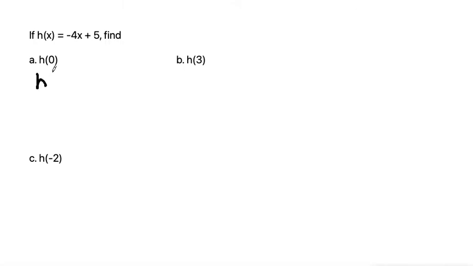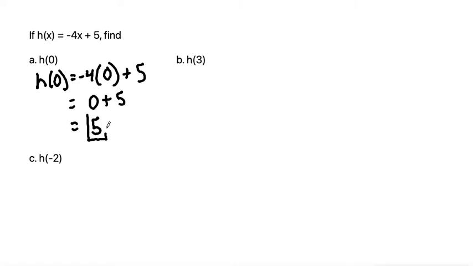So h of 0 is equal to negative 4 times 0, so I'm plugging in the 0 for x, plus 5. So simplifying, negative 4 times 0 makes 0, and 0 plus 5 is 5. So letter A, h of 0 is equal to 5.